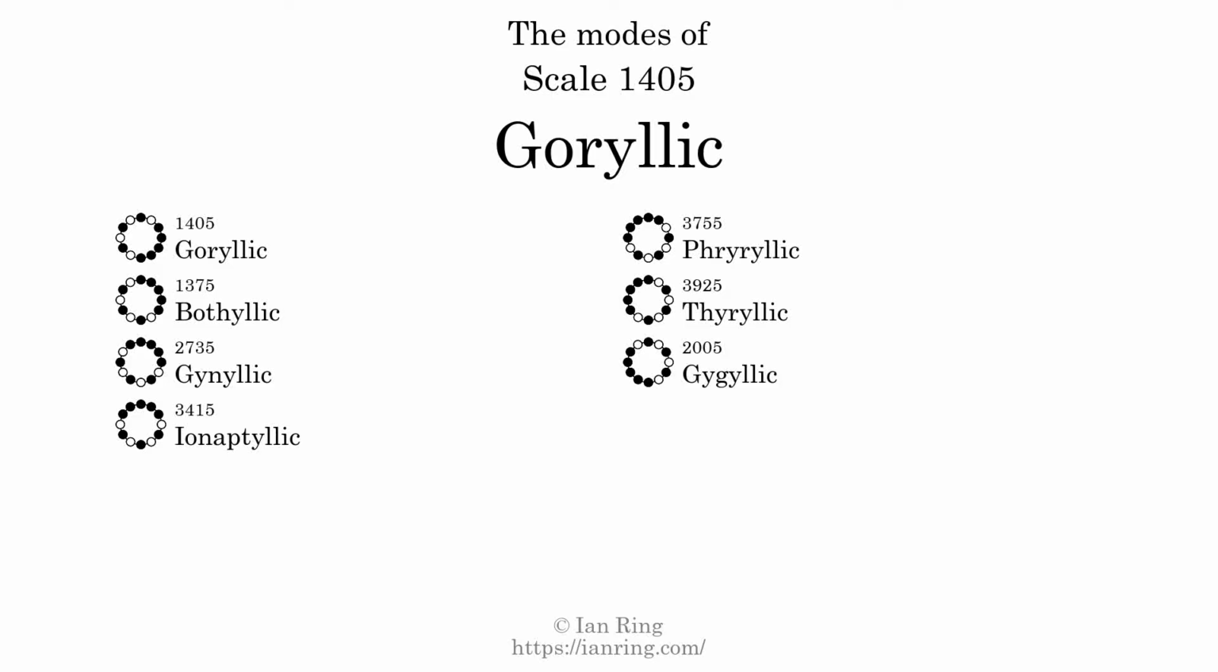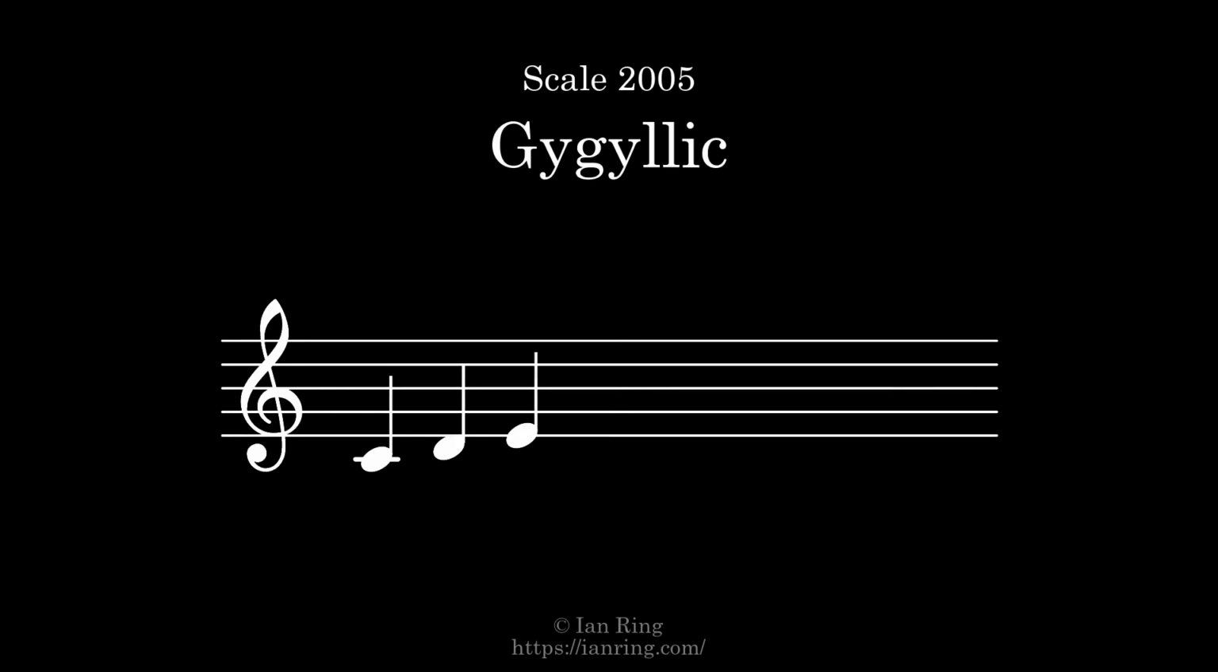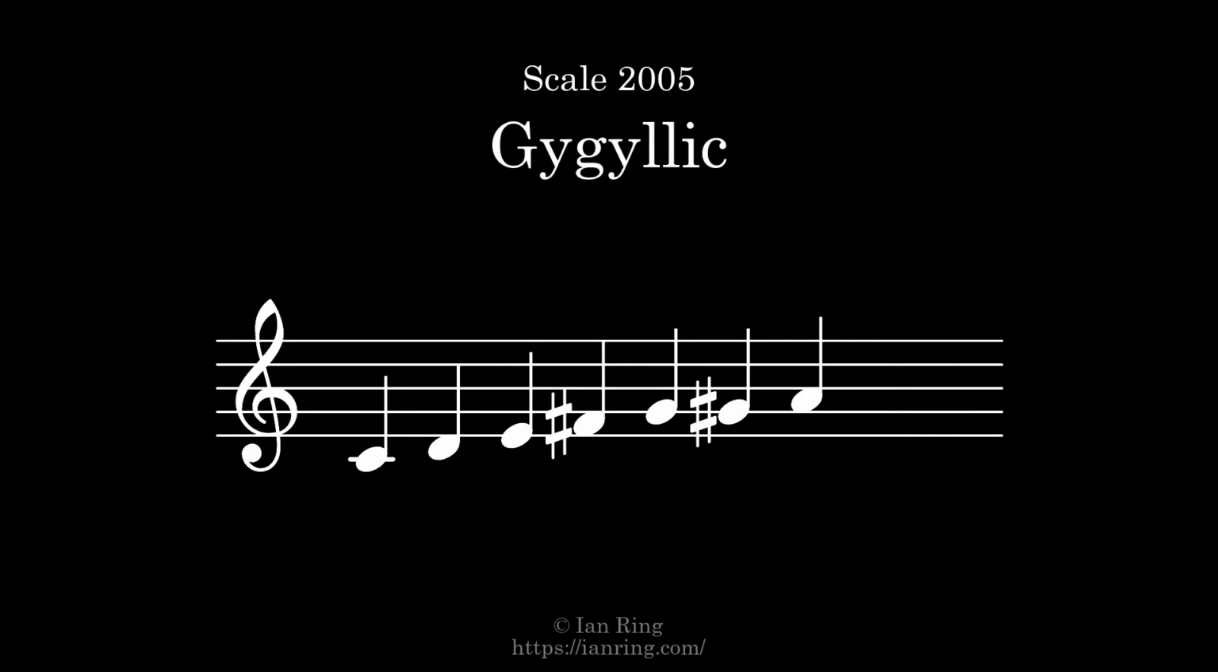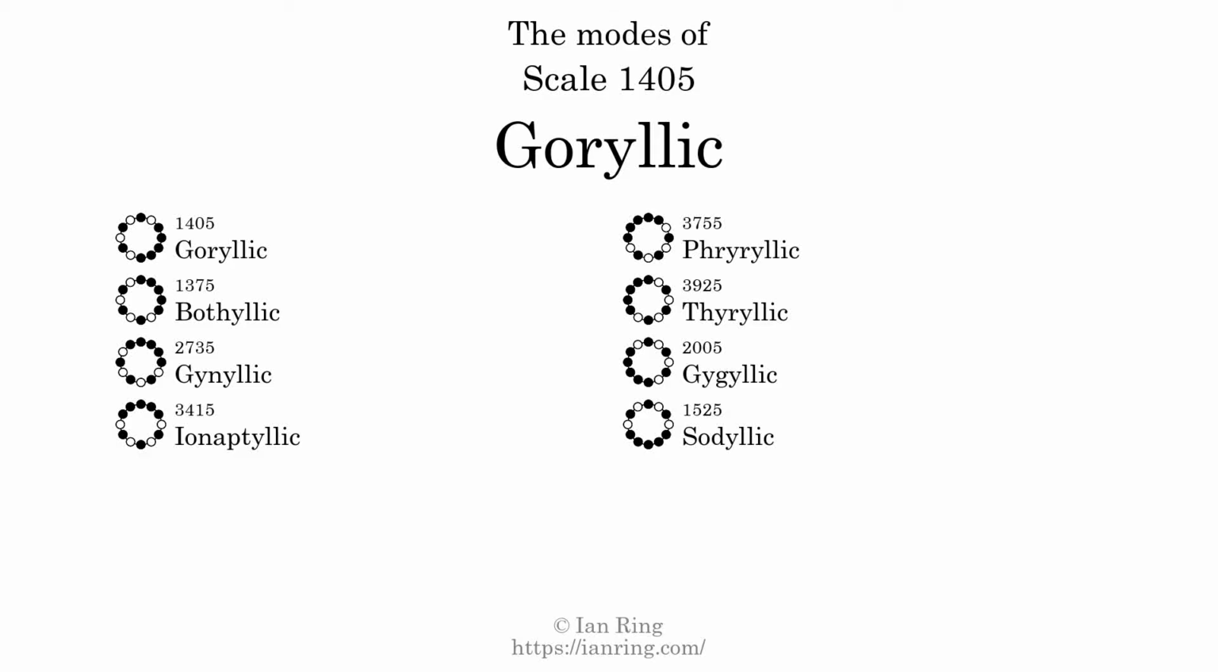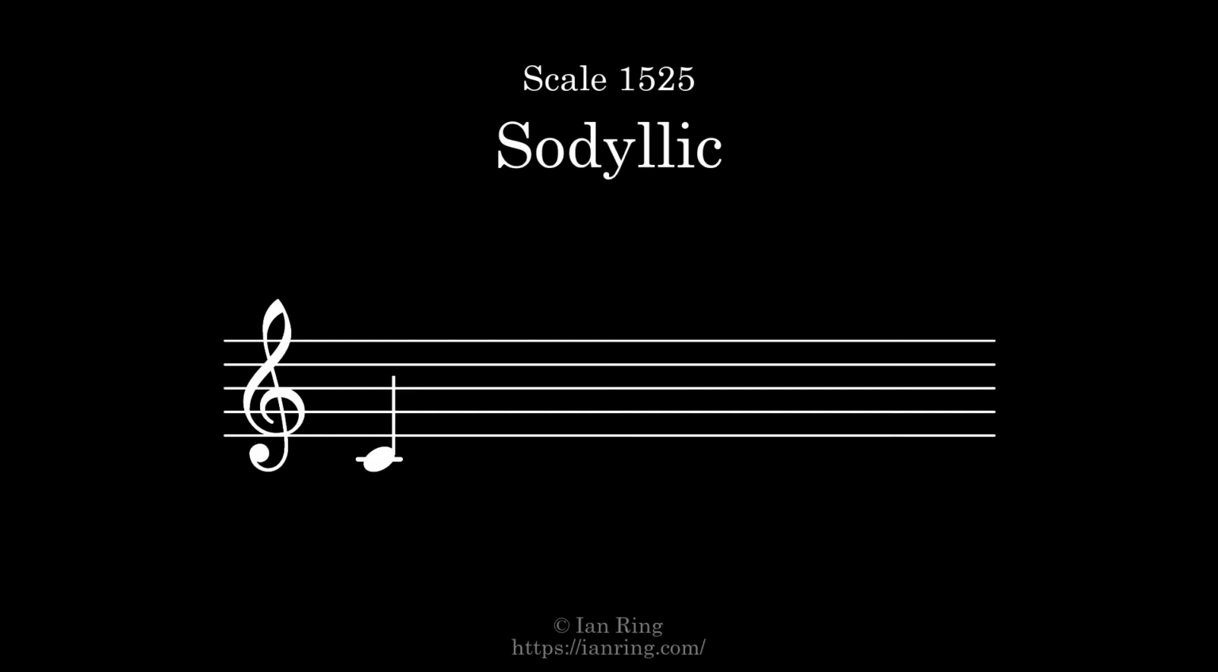The seventh mode is scale 2005, also known as Goryllic. It sounds like this. The eighth and last mode is scale 1525, also known as Goryllic. It sounds like this.